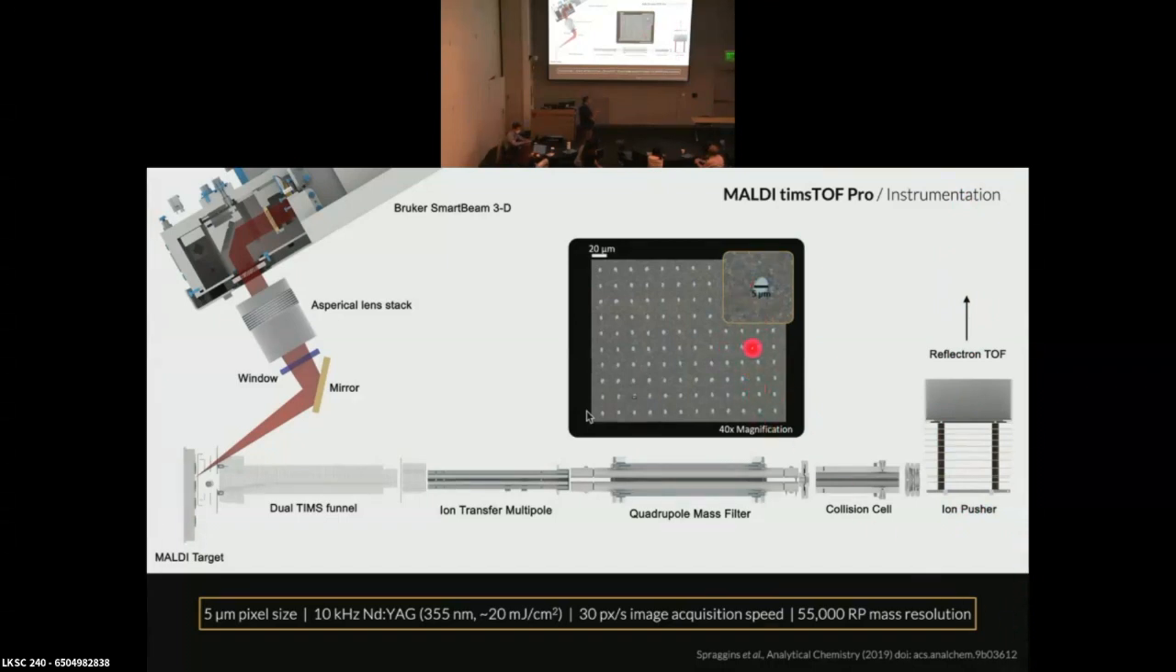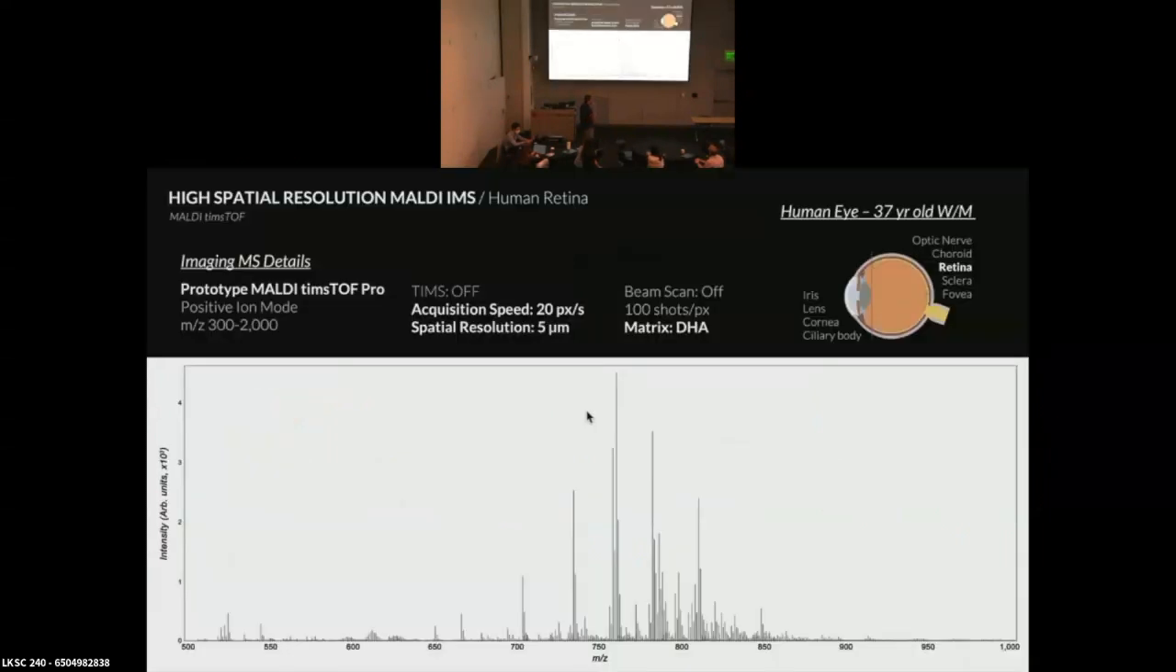What it really boils down to is with this particular setup, we can achieve pixel sizes of about 5 microns. So that's dependent on how tightly we can focus the laser onto the surface. And we can do it relatively quickly. So we can generate images at about 30 pixels per second. So we're generating 30 mass spec experiments per second.